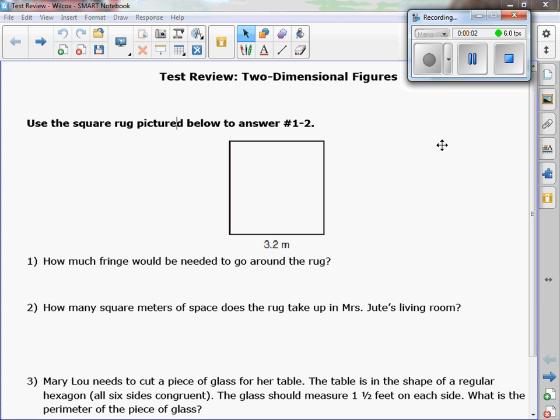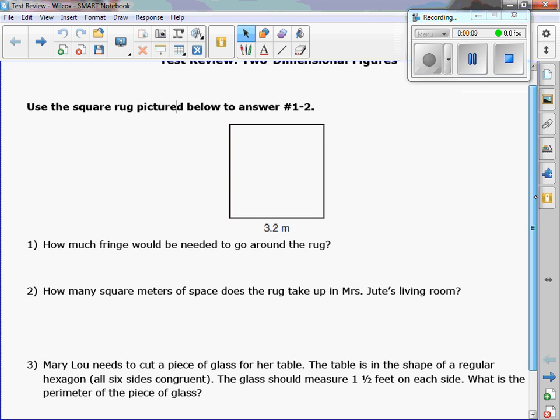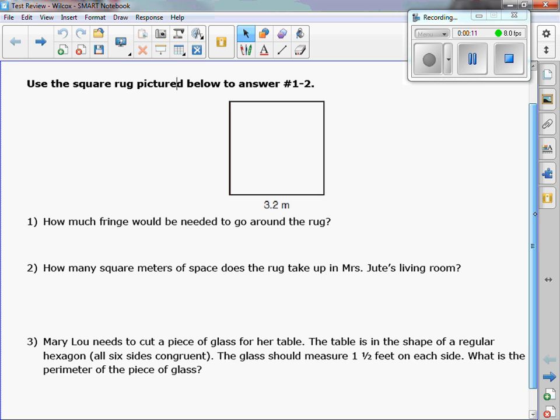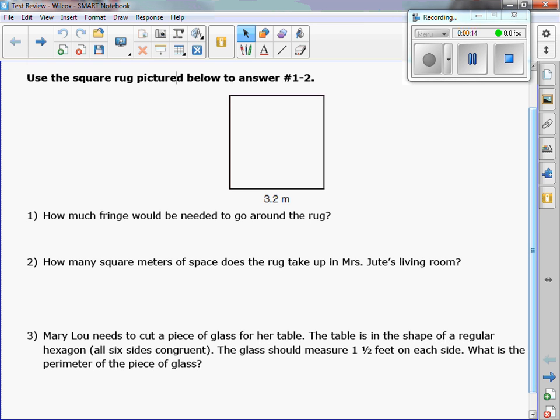This video is going over the test review for two-dimensional figures. The first three questions have to do with this square that you're given. The first question asks, how much fringe would be needed to go around the rug?